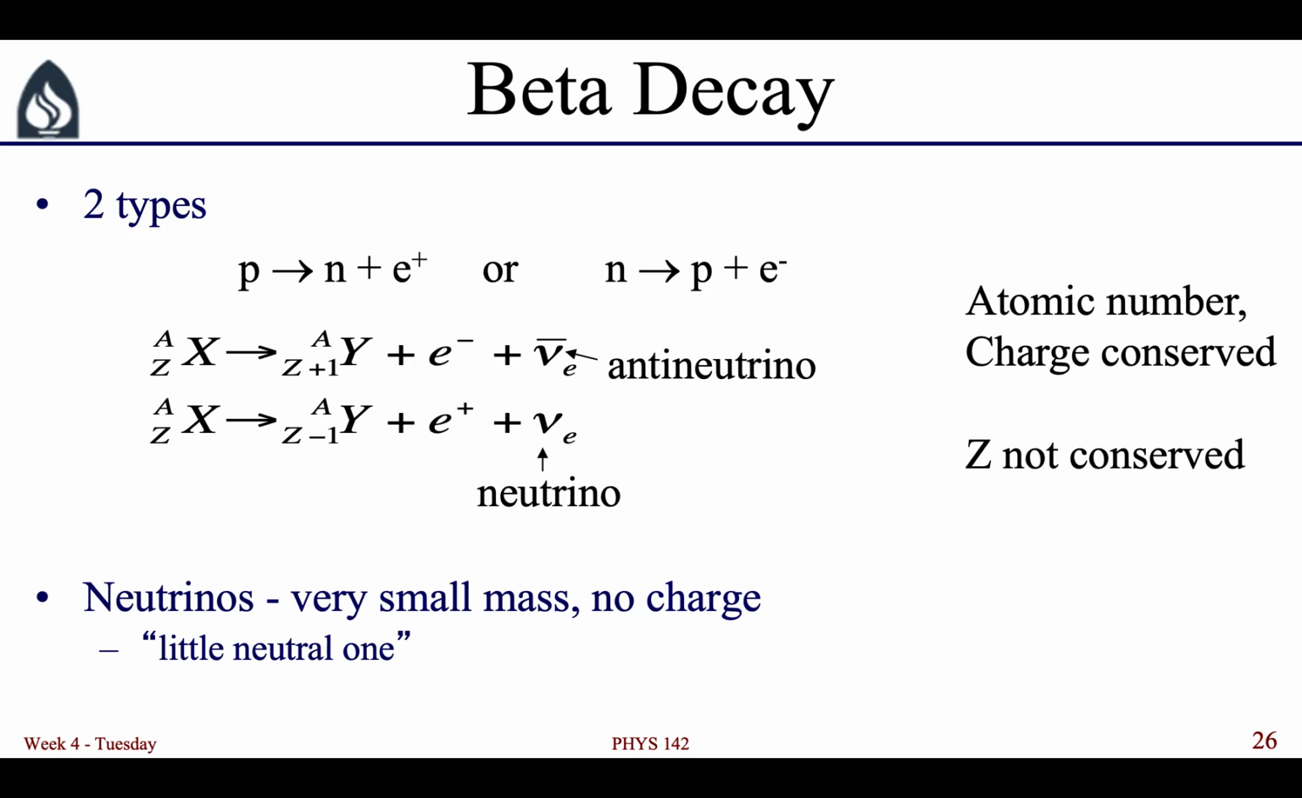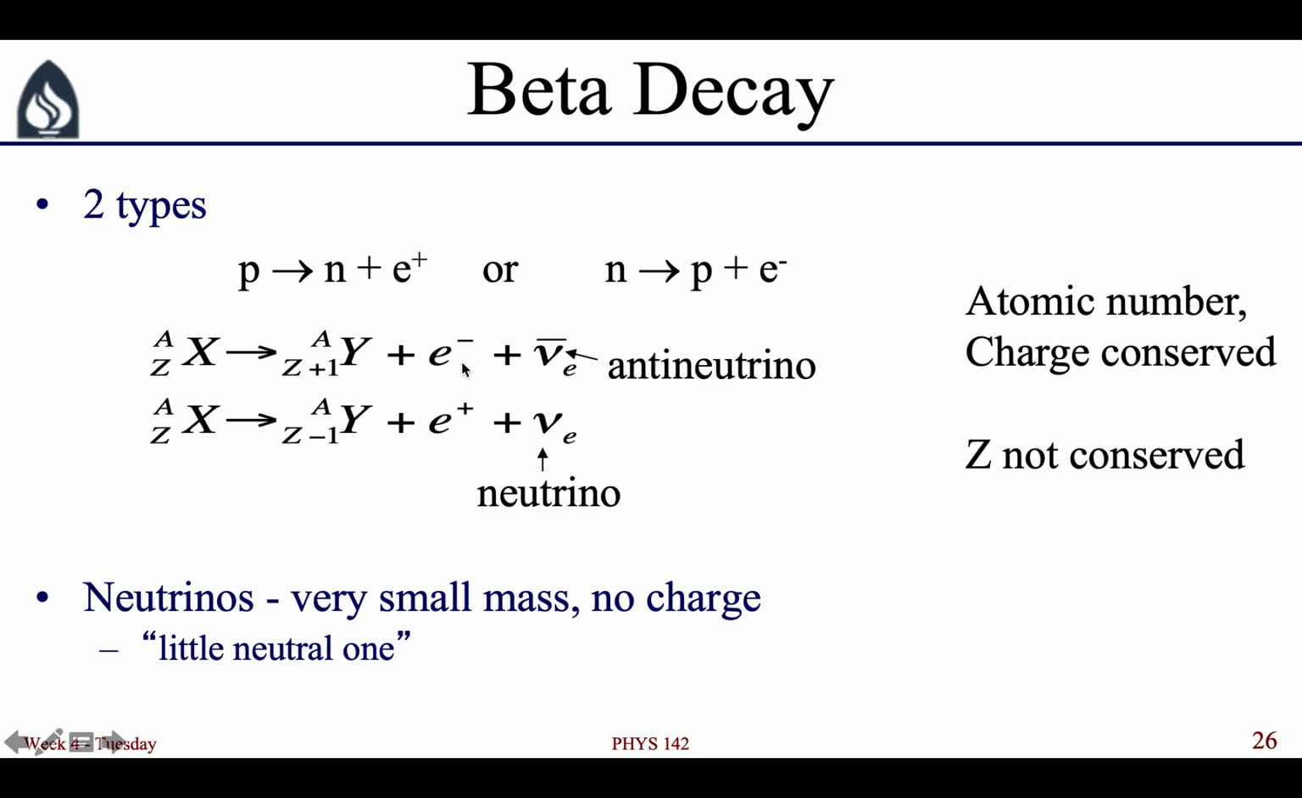Neutrinos mean little neutral ones, so they're very small, they have almost no mass, and they have no charge. They're neutral. So when we have beta decay reactions, we have a parent nucleus that can turn into a daughter nucleus plus an electron plus an antineutrino. The little hat means it's an antineutrino instead of a neutrino. Or we can have a parent turn into a daughter plus a positron plus a neutrino.